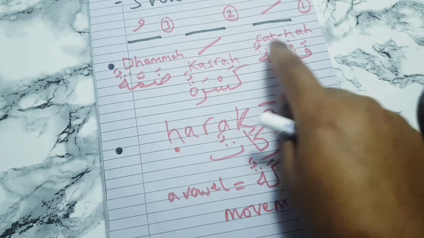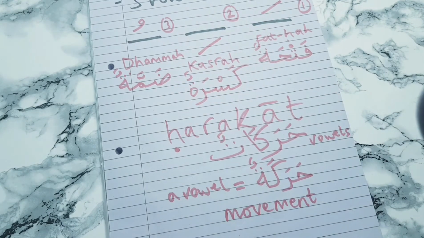And to speak, you need harakat, you need vowels. You can't have only consonants. Even in English, as far as I know, every word in the English language has to have a vowel for you to be able to pronounce it. You can't just have consonants. Yeah? Same in Arabic. You have to have harakat.